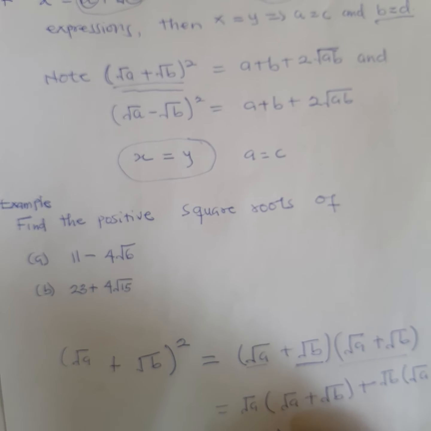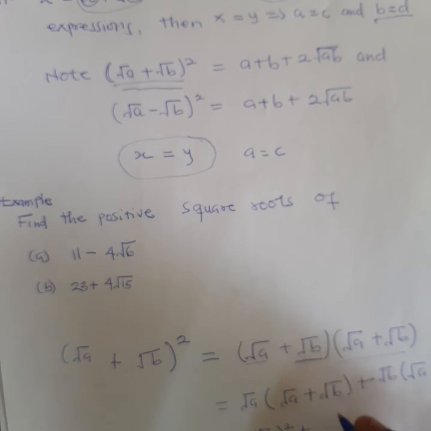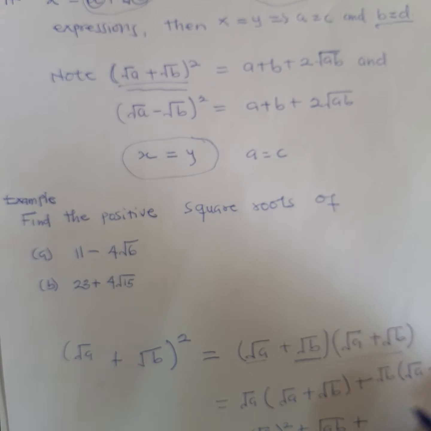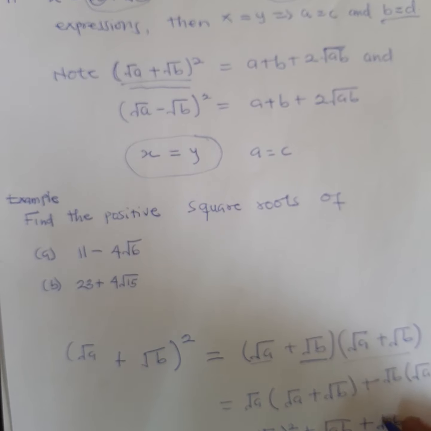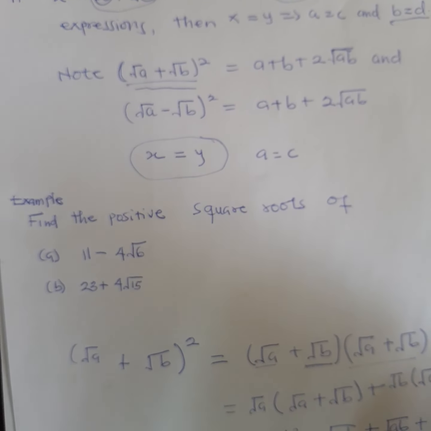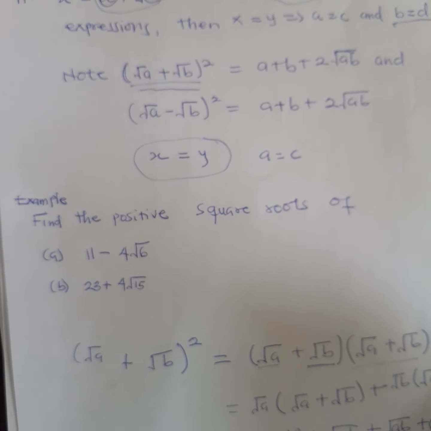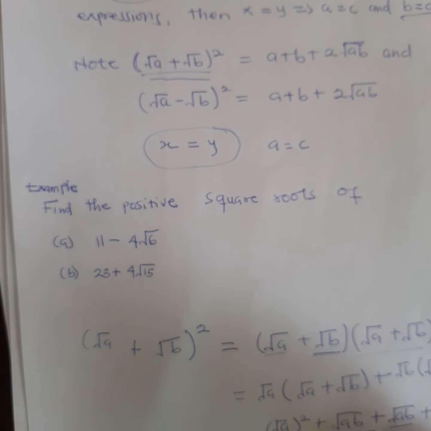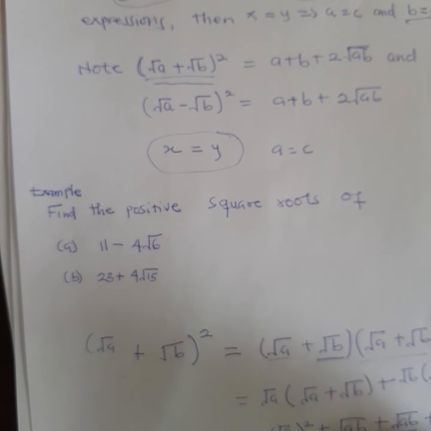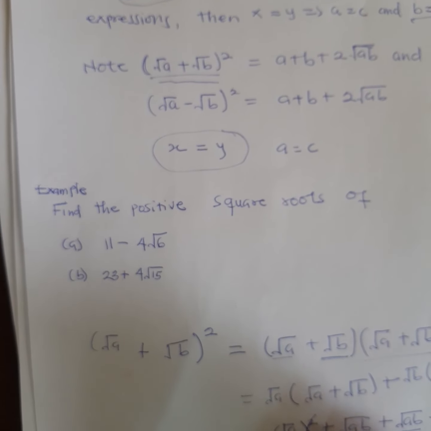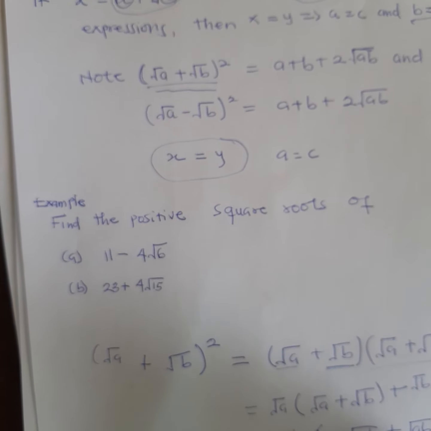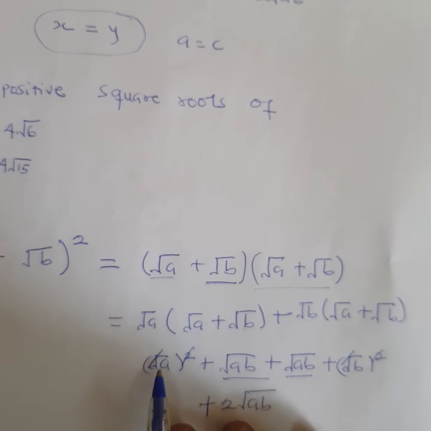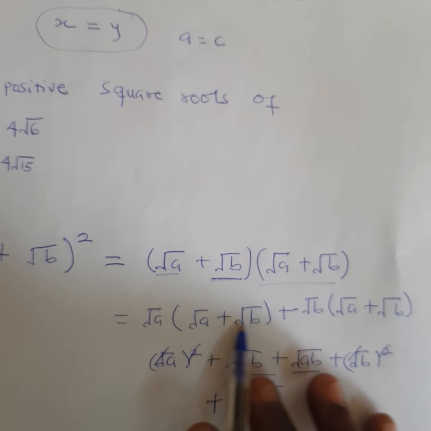root of a squared, plus this multiplied by this, you're going to get root of ab, plus this multiplied by this, you get root of ab. Then this multiplied by this, you get root of b all squared. Now these terms are the same, so you can add them. It will be 2 root of ab. So this is where we got to when we expand this bracket.